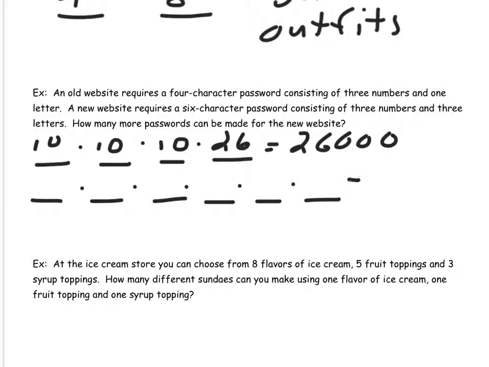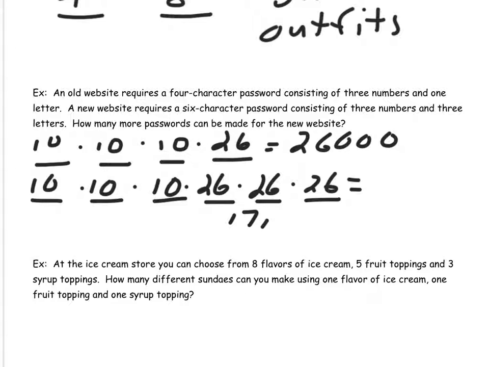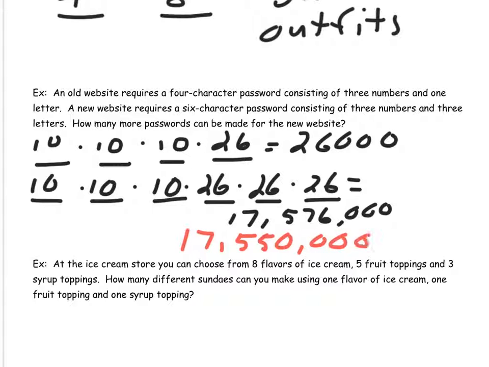3 of them have to be numbers. So we said we had 10 numbers from 0 to 9. And then 3 of them have to be letters, and we have 26 letters in the alphabet. And that gives us a total of 17,576,000 passwords. 17 million, that's a bit. Now, how many more does that create? Well, if we subtract, we will get 17,550,000 more passwords.